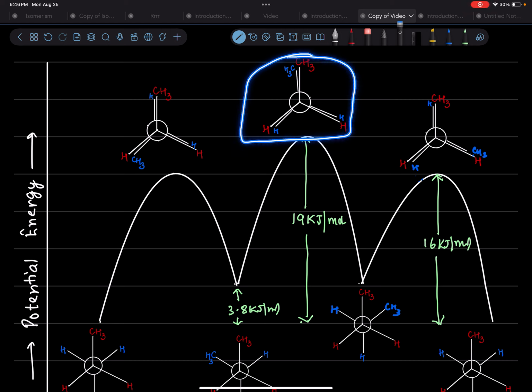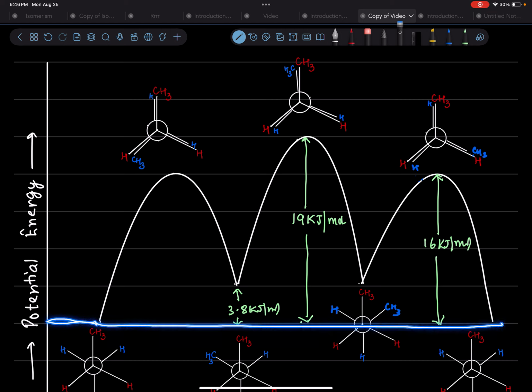So we can see that it is here. It's the most energetic, while anti is the least energetic or the most stable. So we can see there, right? The energy difference between anti and the fully eclipsed is 19 kilojoules per mole. So if we take the energy of the anti conformation to be 0, then the energy of the fully eclipsed conformation is 19 kilojoules per mole, right?